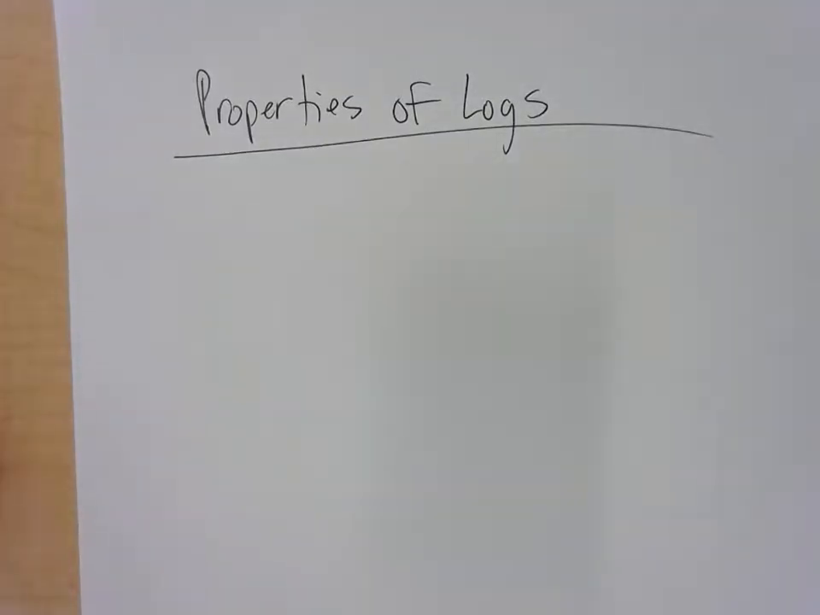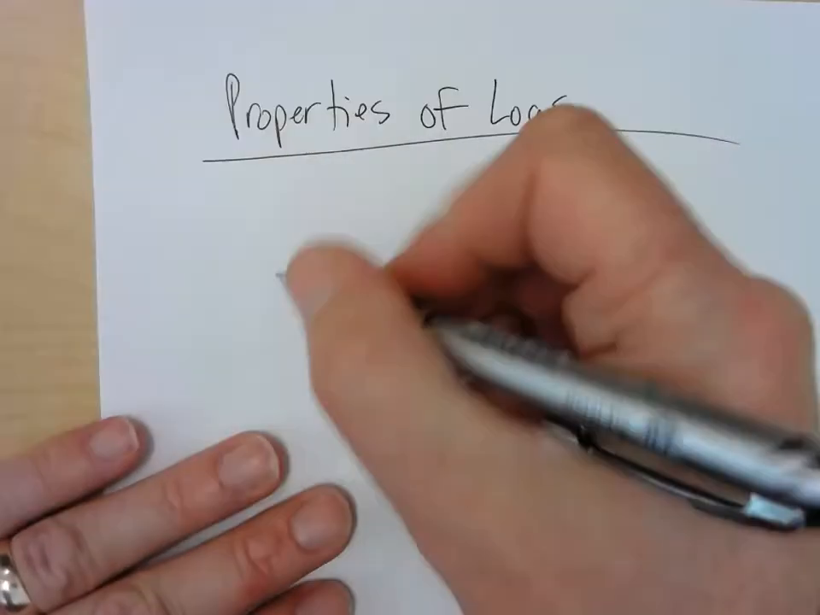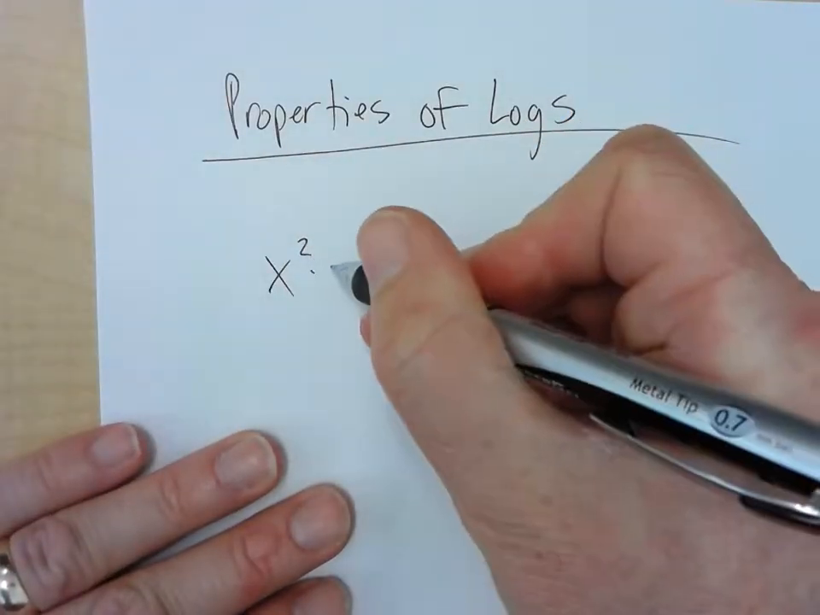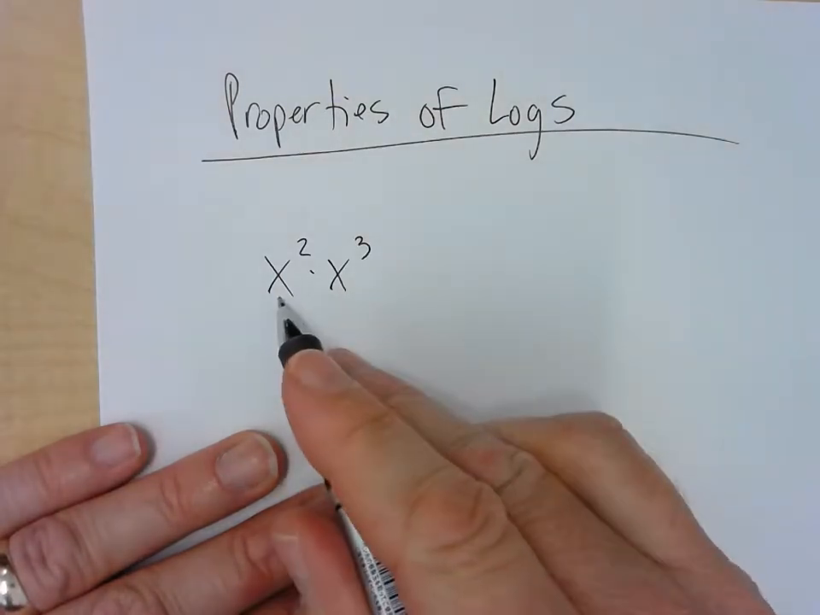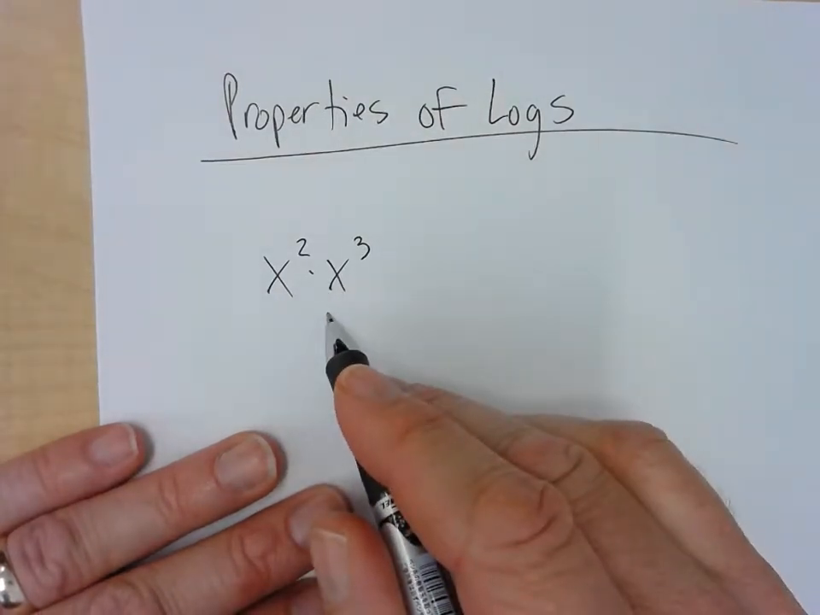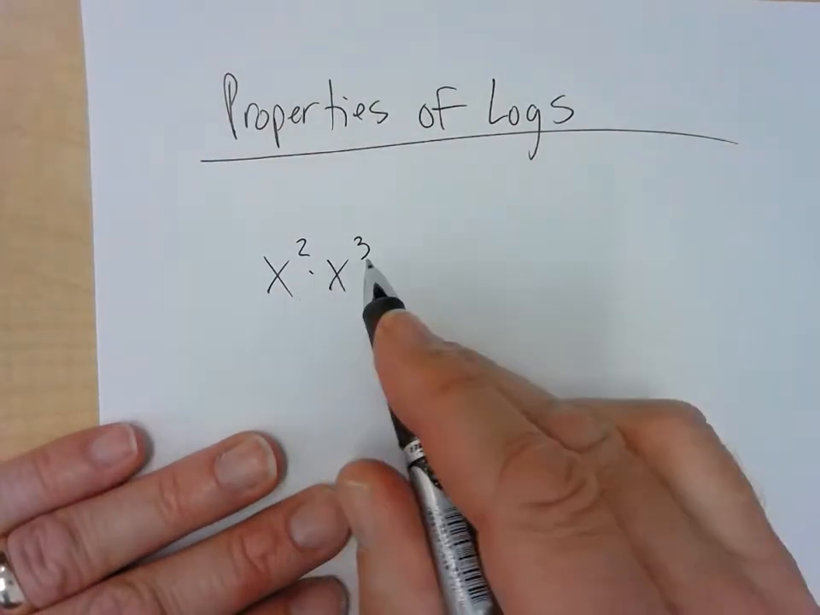Hello, there are three main properties of logs, and these are super huge, especially the third one. And they're all connected to the properties of exponents. So you have x squared times x to the third. Well, when you multiply like bases, what do you do with the exponents? You add them.